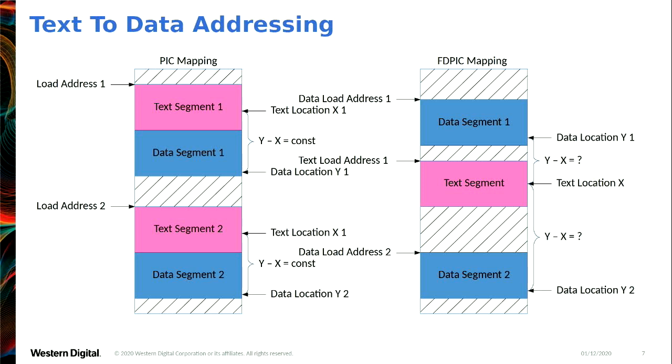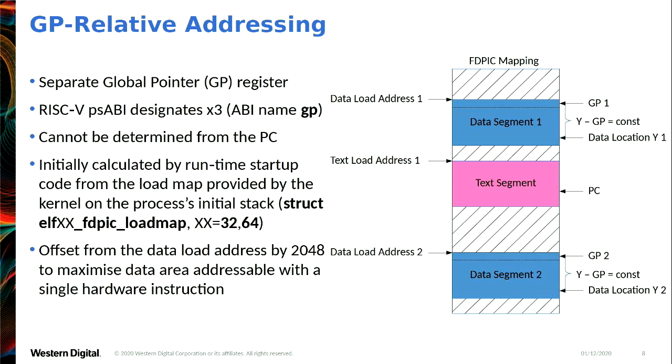However, in the FDPIC mode, the difference between the same location in the text segment and the previously referred location in the data segment is no longer constant. So we need to have a separate pointer to address data in the data segment, which is where the GP relative addressing comes into the picture.